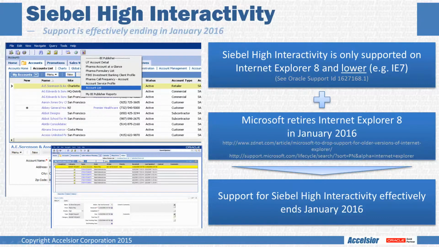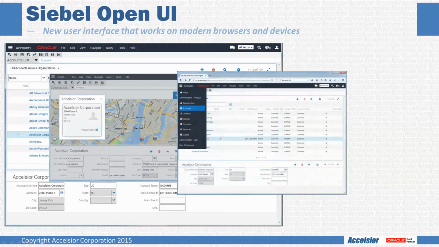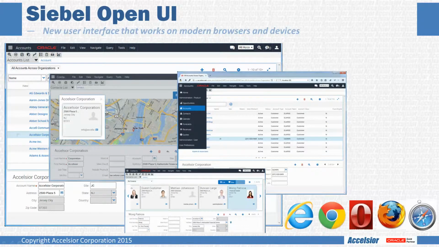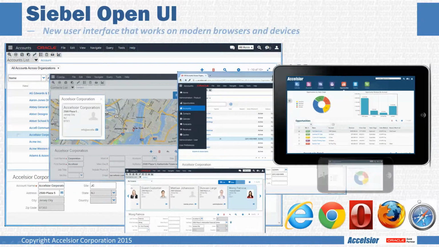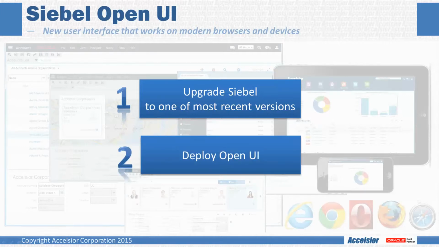So what can you do to keep your Siebel application on a fully supported platform come January? Well, with the latest versions of Siebel, Oracle has released a new client called the Open UI that works with Internet Explorer 11 and all other modern browsers and can run on any device, including tablets, smartphones and Apple Macs. In order to use this Open UI, you need to do two things. First, you need to upgrade your Siebel application to one of the most recent versions. And once you have upgraded to the latest version, you need to deploy Open UI.